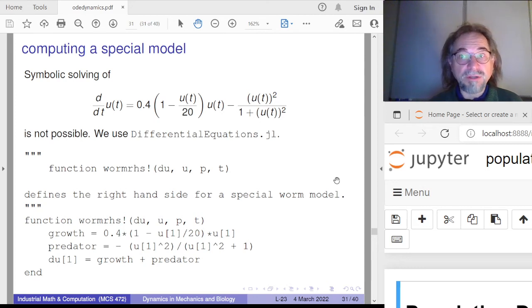Nevertheless, it's a one variable equation, but we have to work with U1 and du1. I tried to make it a little bit more readable by making special variables for the growth factor and for the predator term.